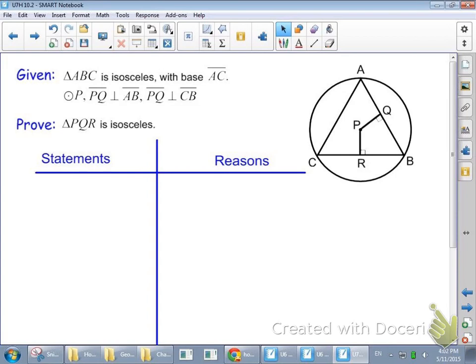We're going to finish this up with a proof. In this proof I have triangle ABC is an isosceles triangle with the base AC. So what does that tell me? If the base is AC, then I know that AB is going to be congruent to BC. And I've got this circle P, so I know P is the center of my circle, and PQ is perpendicular to AB, and PQ is perpendicular to CB. I think I have a typo there again. This should be PR is perpendicular to CB. Sorry about that. I have that marked in the picture already. So I'm going to start with my given.